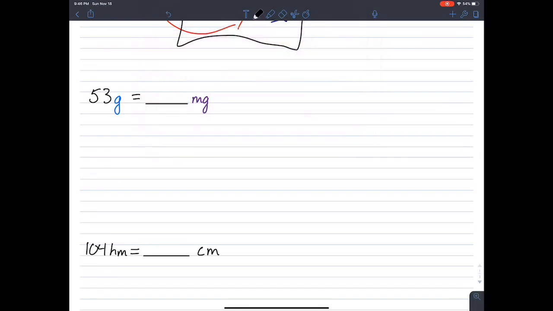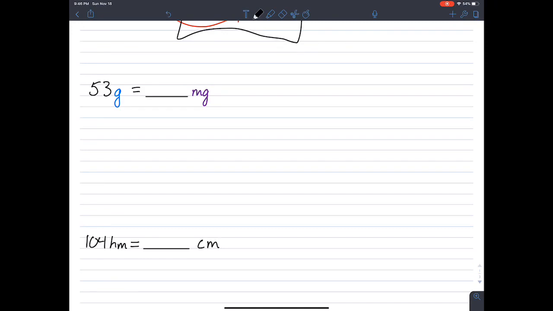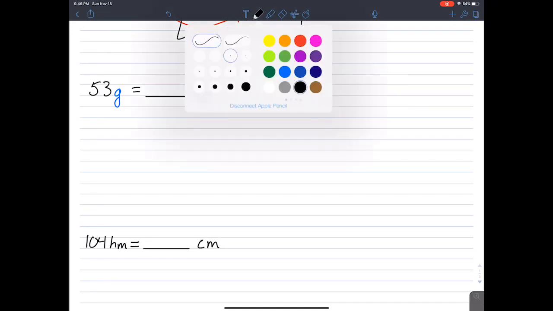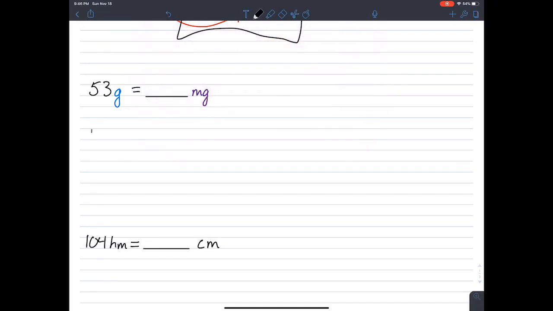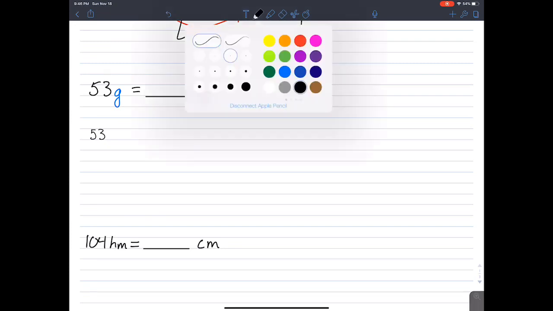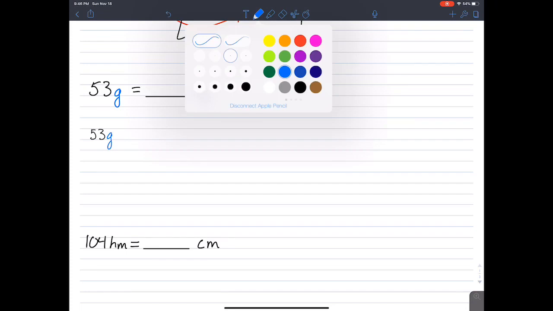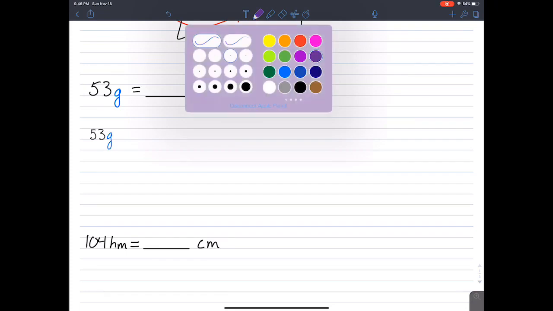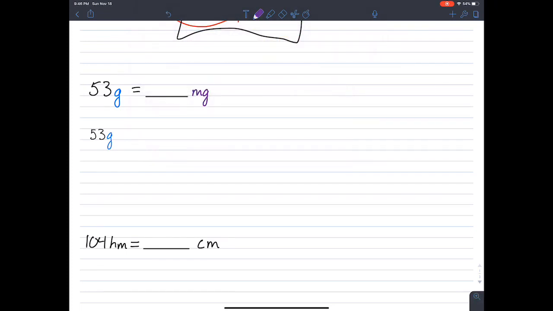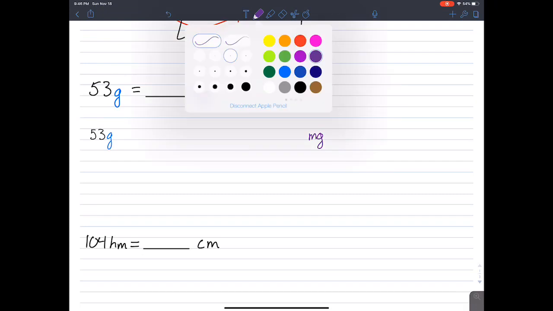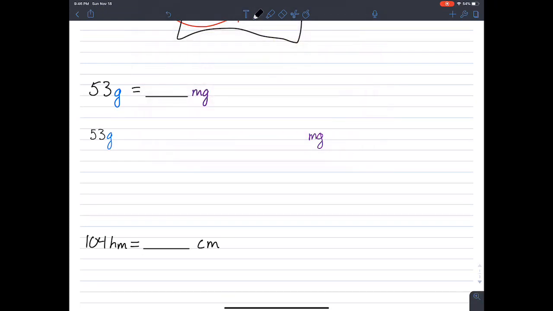Okay, so let's see here. How do we want to attack this? Okay, first of all, what do we know? Well, we know that we have 53 grams. That is what we are converting. Okay, we are converting 53 grams into something different. So what are we converting it to? Well, we're converting it to milligrams. So at some point down here, we know we need to end up in milligrams. So what we know is we have 53 grams and we're trying to get to milligrams.